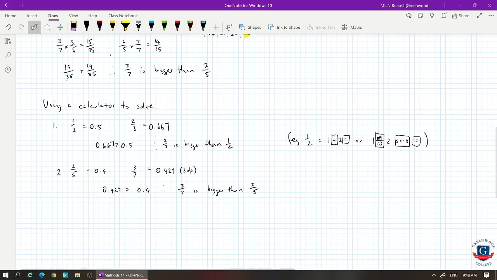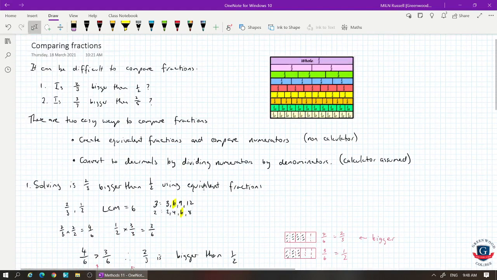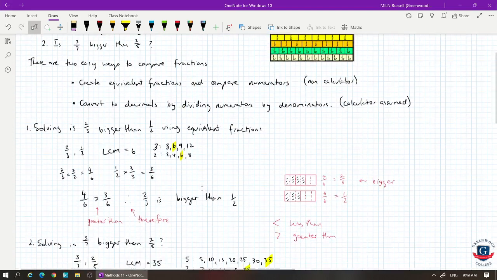We would think about, all right, well, they've both got 0.4. We need to go to the next digit. They go to 0.40 and 0.42. 0.42 is bigger than 0.40. Therefore, we know that 3/7 is going to be bigger than 2/5. And that's how we can find whether a fraction is bigger than another fraction, how we can compare them.